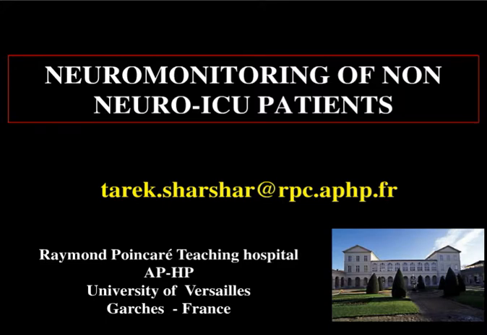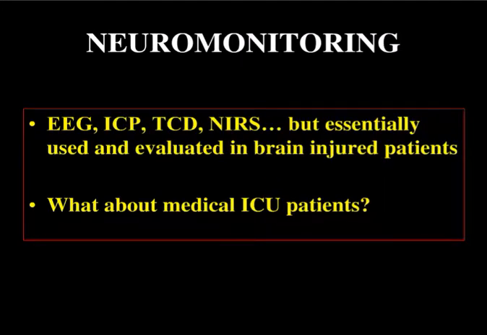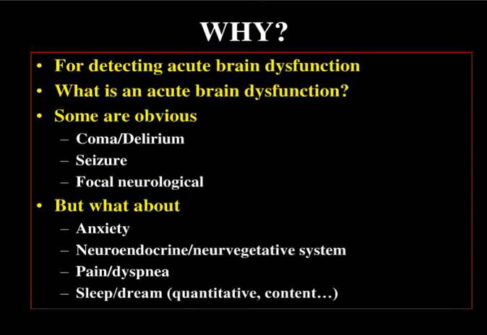Once again, good afternoon. I heard a lot of things about EEG, monitoring of ICP, monitoring by means of TCD, NIRS, but they are essentially used and evaluated in brain injured patients, and I don't know if we can or if we have to apply these tools in medical ICU patients. Maybe Fabio has an idea, but for the moment we do not use any of these tools in our medical ICU. Okay? And so why do neuromonitoring?